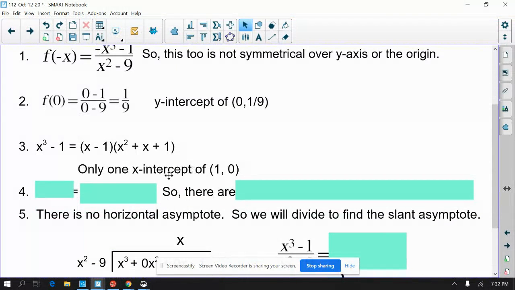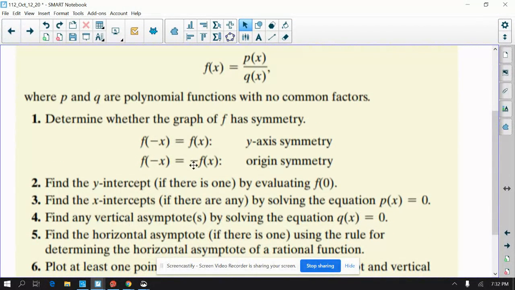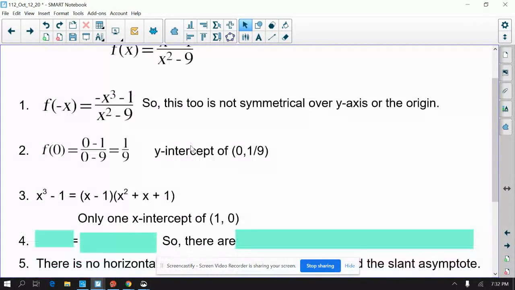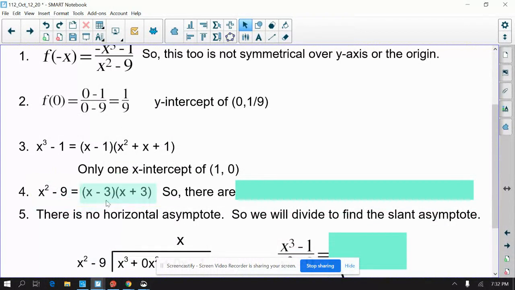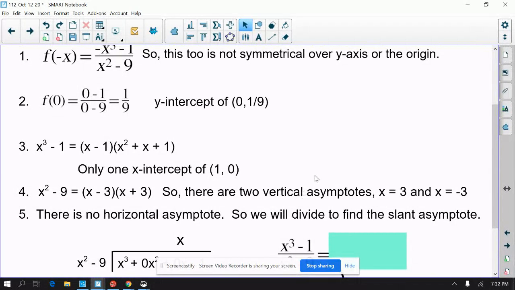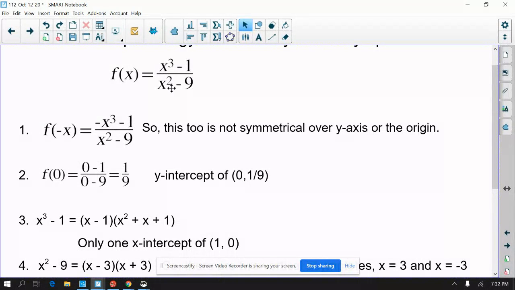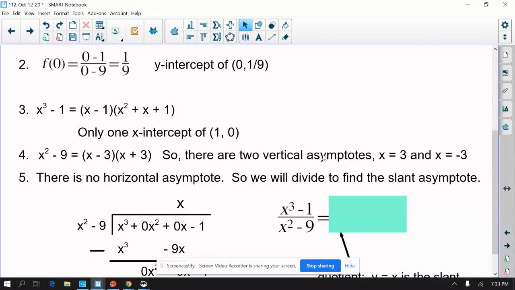All right, step 4 was find any vertical asymptotes. The vertical asymptotes are the x values that make you divide by 0. And x squared minus 9 factors into x minus 3 times x plus 3. So there are two vertical asymptotes, x equals 3 and x equals negative 3. Since the degree of the numerator is greater than the denominator, there are no horizontal asymptotes, but there is a slant asymptote, and the only way to find that is to divide. Now you're dividing by x squared minus 9, so we're not going to use synthetic division. We would have to do long division.